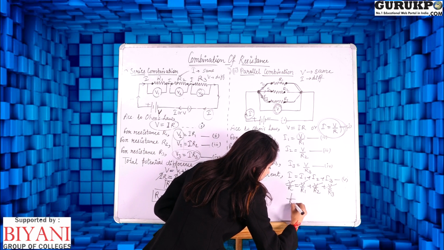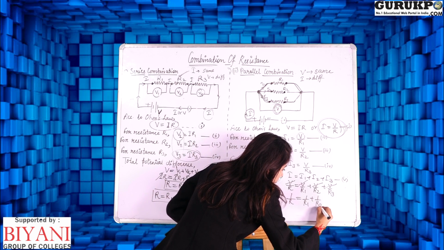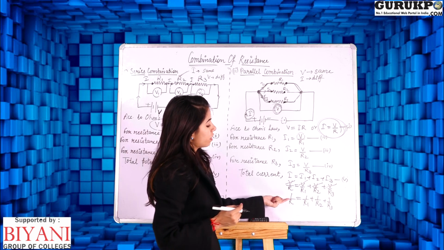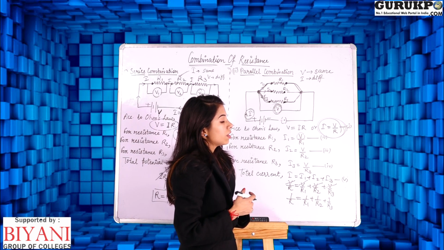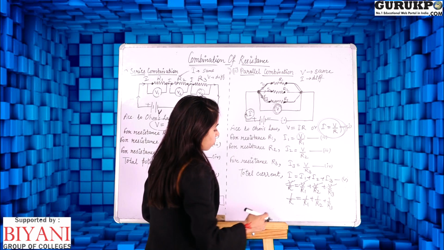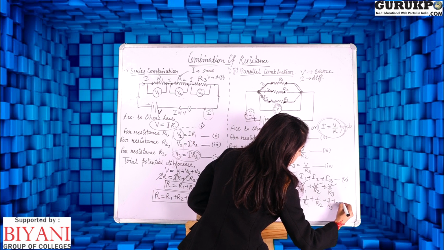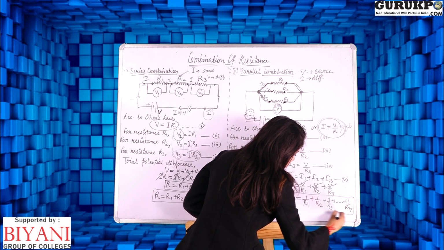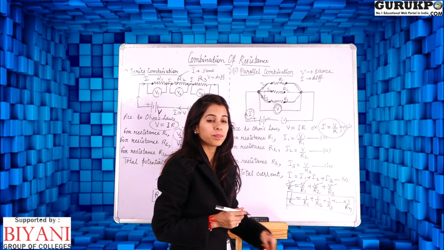So the equation we are left with is 1 by R is equal to 1 by R1 plus 1 by R2 plus 1 by R3. This is the equivalent resistance when the three resistors are connected in parallel. Now, if there are n resistors which are connected in parallel, then the formula will be 1 by R is equal to 1 by R1 plus 1 by R2 plus 1 by R3 plus up to 1 upon Rn. This is the equivalent resistance when n resistors are connected in parallel form.